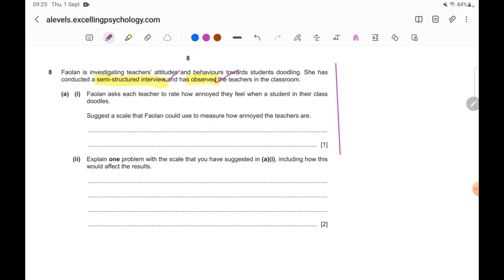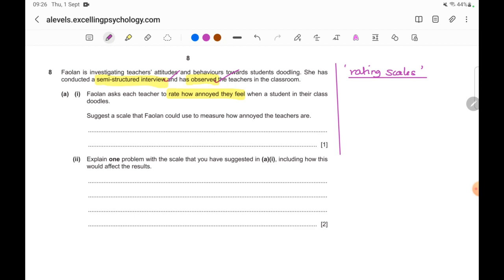Besides that, coming back to the point, 𝗏𝗏 has used a semi-structured interview and an observation. So she's combined 2 research methods. Let's see what they want us to discuss here. They are saying 𝗏𝗏 asks each teacher to rate how annoyed they feel when a student in their class doodles. Okay. So 𝗏𝗏 has used a rating method, right? Rating scales. I hope you remember from questionnaires and data analysis what rating scales are. So 𝗏𝗏 has used a rating scale.